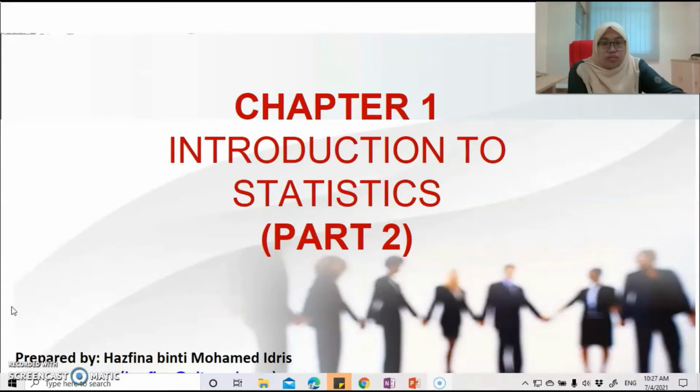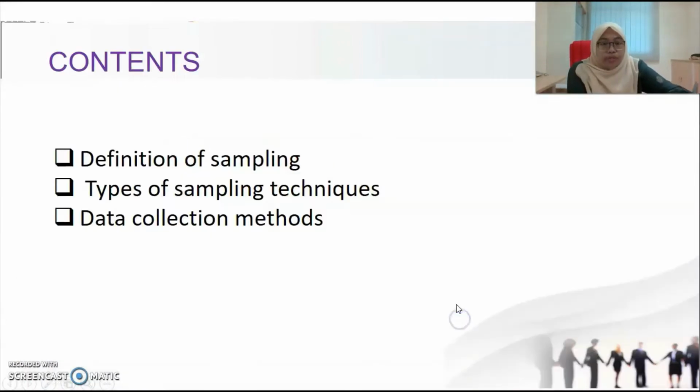So, in the second part of chapter 1, we have three main contents. The first one is the definition of sampling, and then the second one is the types of sampling techniques, and the last one is the data collection methods.